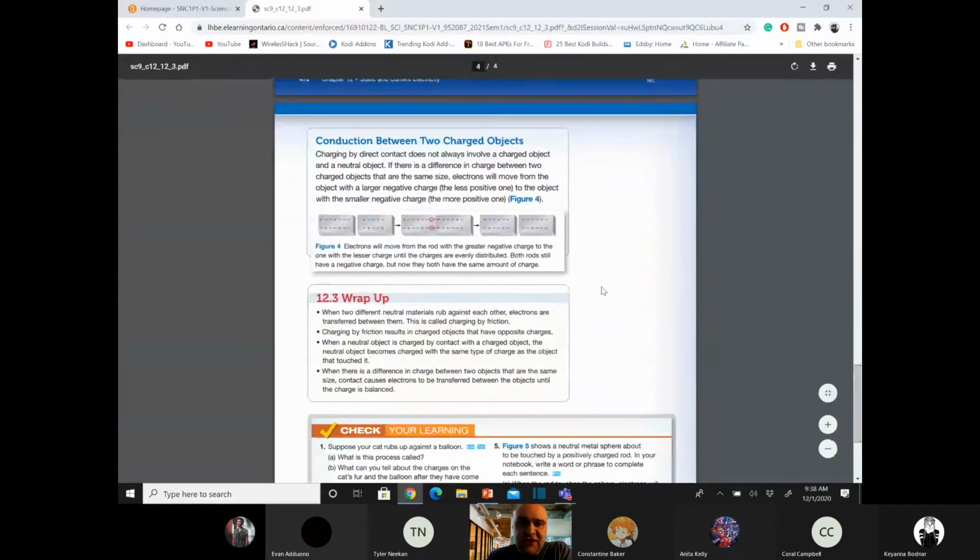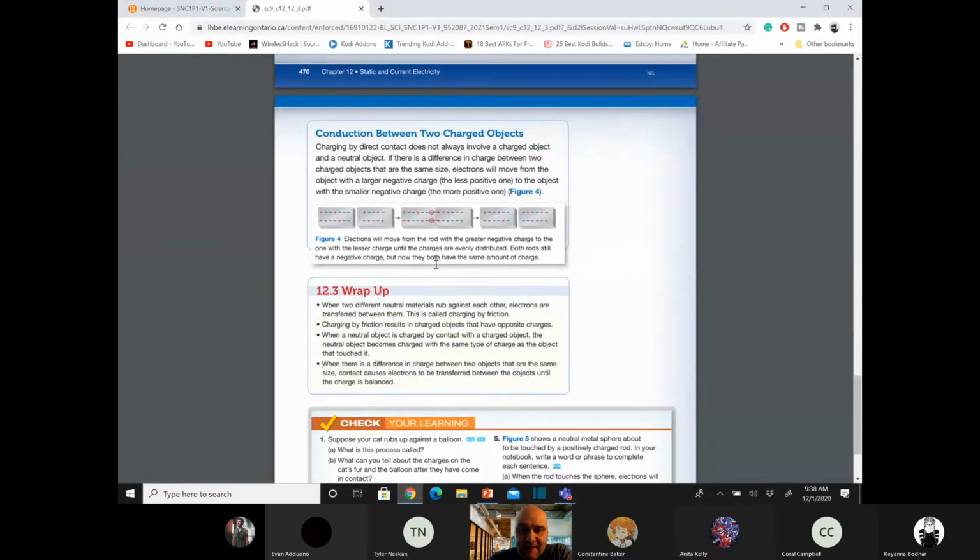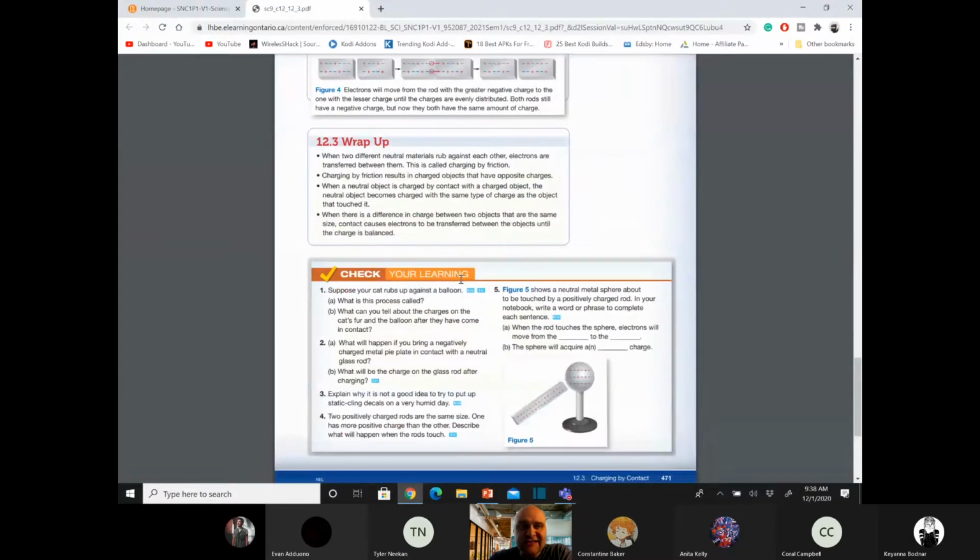Conduction between two charged objects. Charging by direct contact does not always involve a charged object and a neutral object. If there is a difference in charge between two charged objects, electrons will move from the object with a larger negative charge to the object with a smaller charge. Okay, that might be a rare case. Okay, good. So that is our first section here.